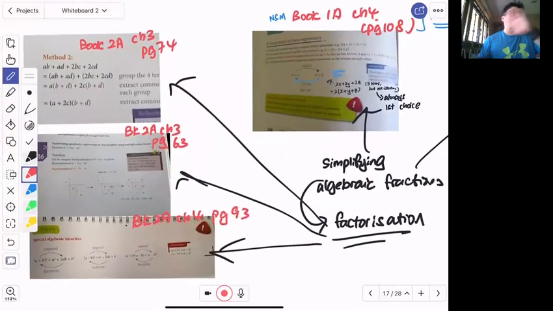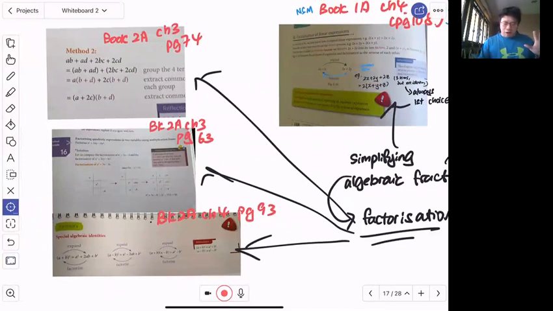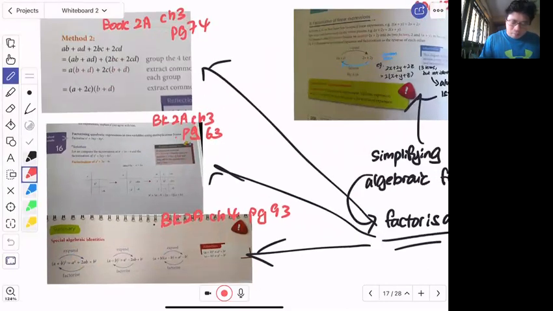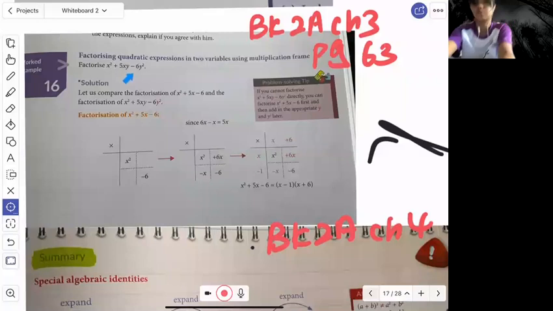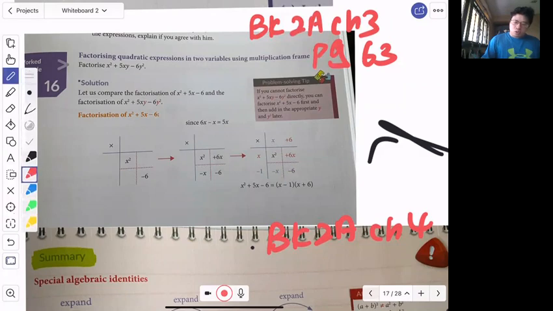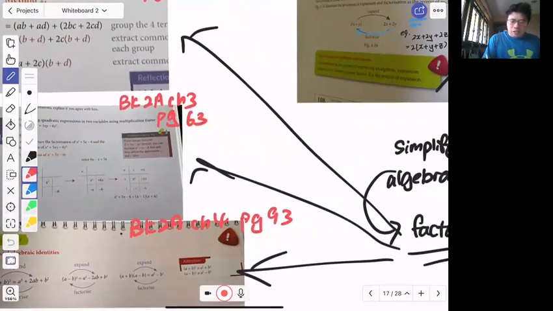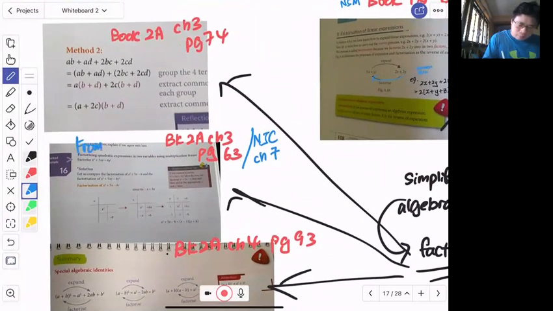So next, what are the factorization methods we have learned so far? I just want to summarize it because I know that it's very hard to digest all. First one is the frame, where we see 3 terms and we can factorize them using frame. This is from book 2A, chapter 3, page 63. In NJC, this is our chapter 7. We learn grouping. Typically, you will see 3 terms.